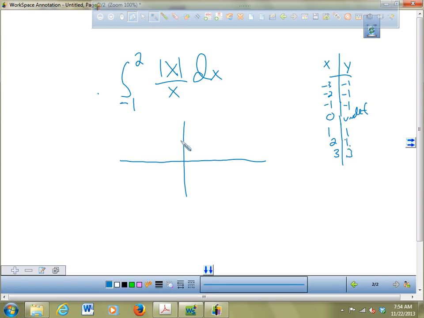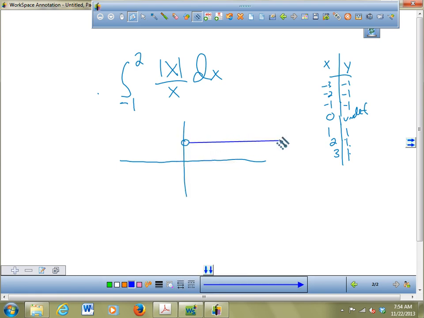So write what you say, okay? This graph looks like this in this direction, and it looks like this in this direction, where there is a hole right there, where this is 1 and this is -1. So how would I find the integral?